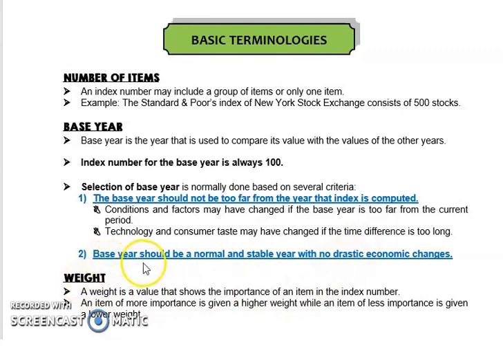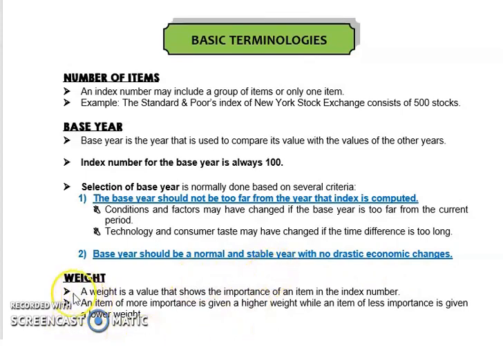And then the base year also should be a normal and stable year with no drastic economic changes. For example, nowadays we are facing the COVID crisis. So maybe during March to, for example, June, it is not suitable to take this time period as the base year. So it should be a normal or stable year.